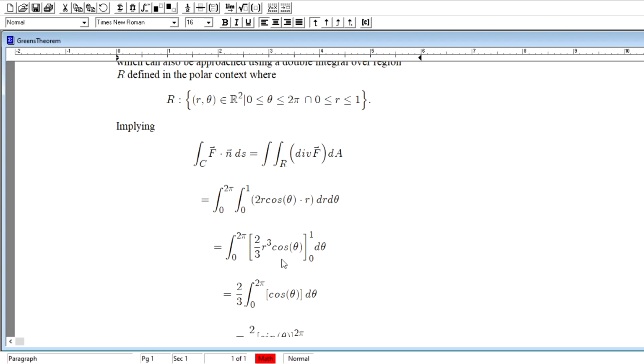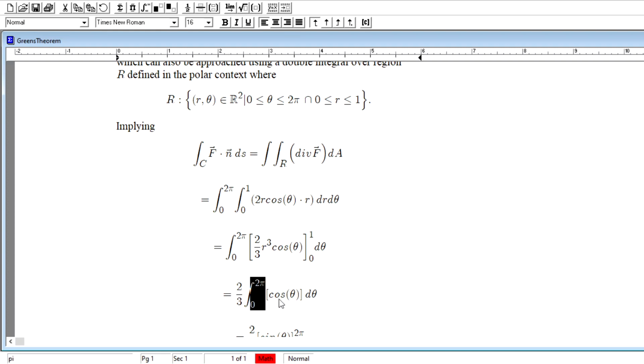And we note that the antiderivative is seen here. This is going to turn into r squared, so that's going to bump up to a power of 3, divide by 3, and you're going to get 2/3 r cubed cosine theta. Evaluated across the bounds from 0 to 1 for r, that's just going to make 2/3 cosine theta. We'll factor the 2/3 out as a constant multiple.